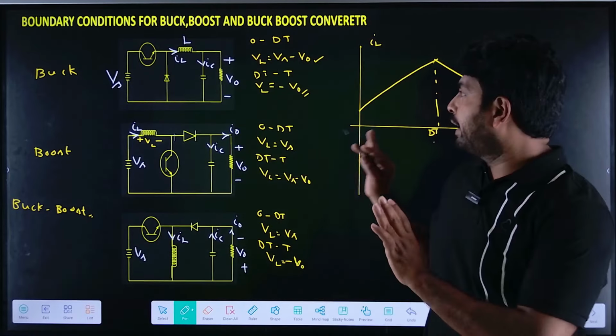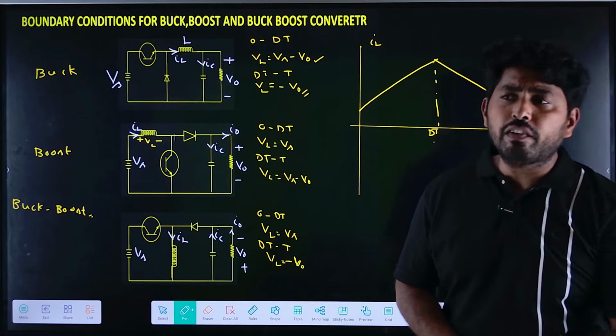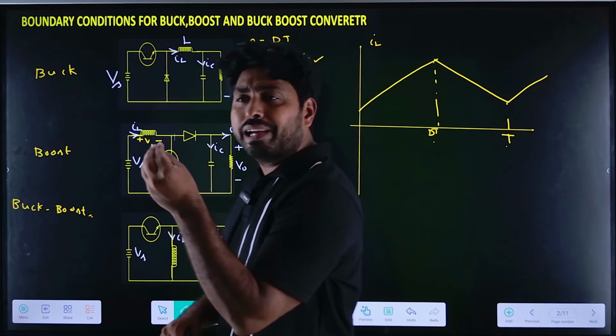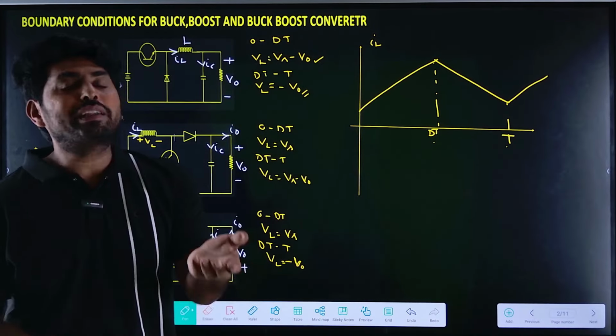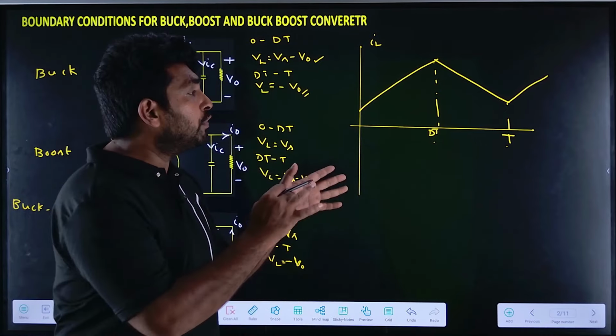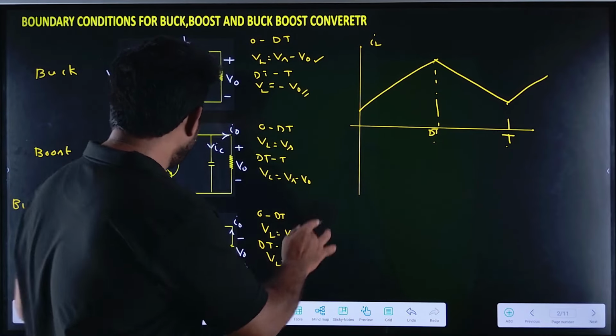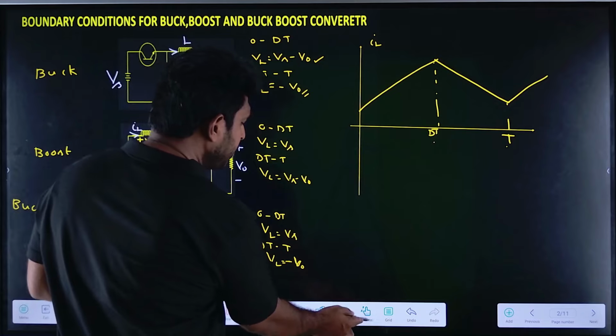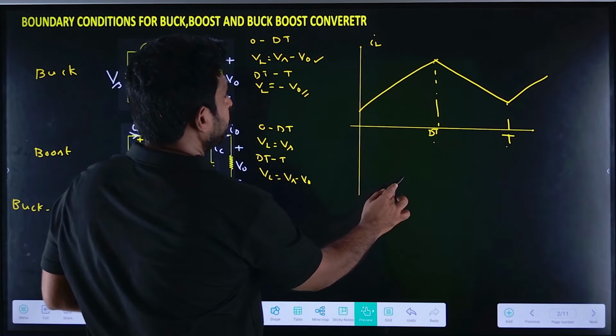Now we have the IL waveform. By observing the IL waveform, we can tell whether the converter is operating in continuous conduction mode, discontinuous conduction mode or boundary conduction mode. Let us see how we can define these, now that we have the IL waveform.